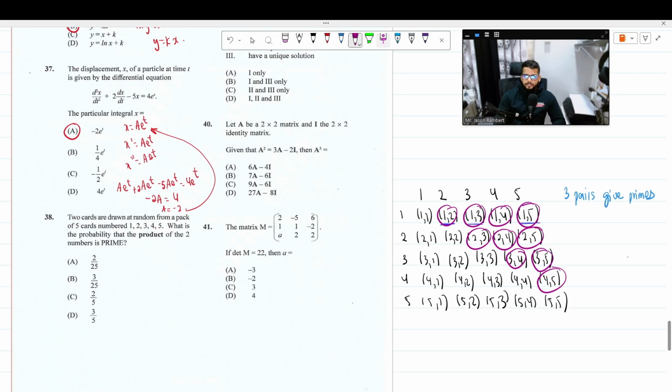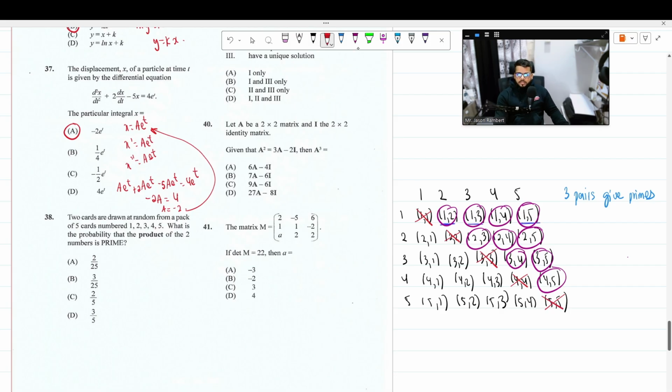For example, I cannot say 1 multiplied by 1, because the question stated 2 cards are drawn at random from a pack of 5 different cards. I cannot draw a 1 and then draw a 1. So 1, 1 is not going to be valid, this is not going to be valid, this is not going to be valid, and this is not going to be valid.